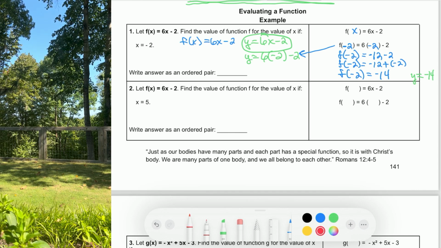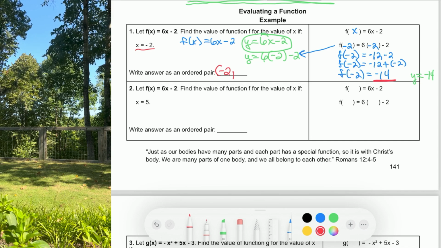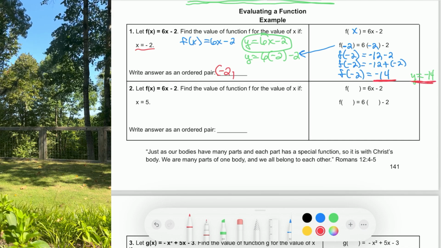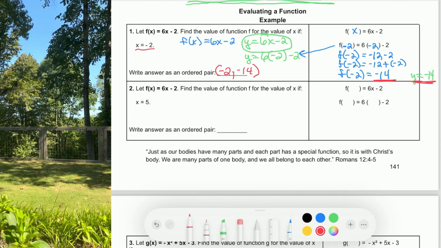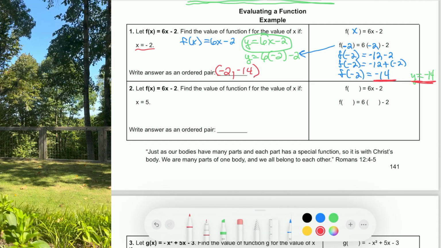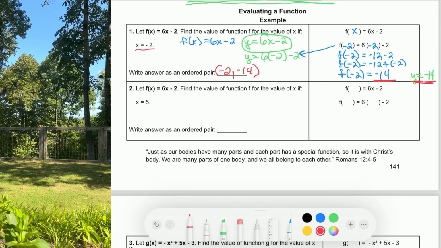So I'm going to take my x value that they gave us, use that for my x. The f of -2 value that we found is our y value. So I'm going to put -14 here, and that's our answer. We have a coordinate. That's what the function is doing. It's helping us find a coordinate, okay?